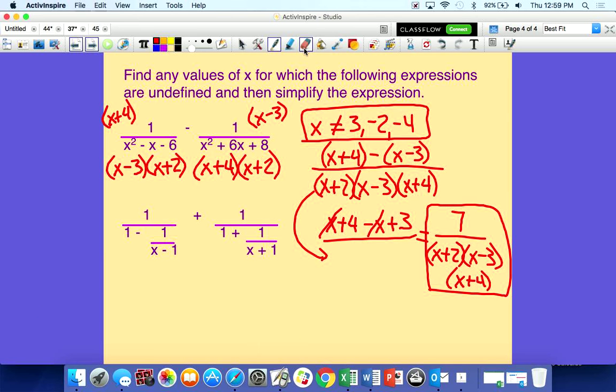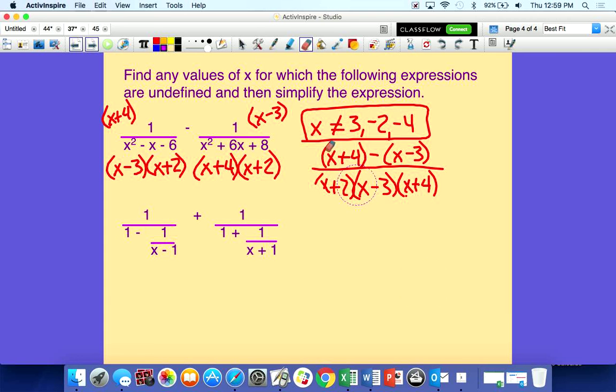Alright, our last one here. Looks like a mess. The very first thing though, let me erase this. The very first thing, finding the values that make this undefined. You're just looking at the denominator for each one of these fractions. Well, x minus 1, set that equals 0. X cannot equal 1. X plus 1, x cannot equal negative 1 either. Done. Alright, so then our job is to simplify this down.